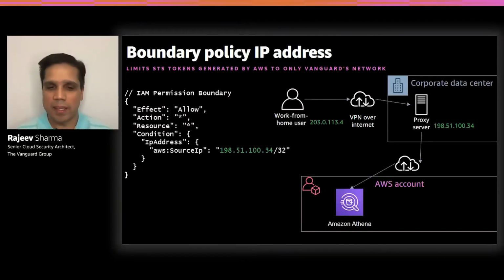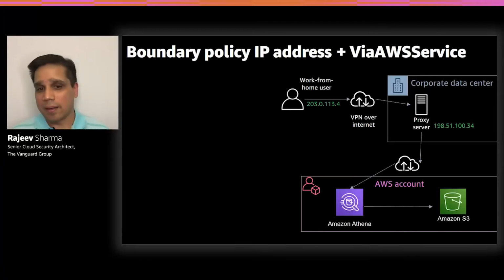But what happens when this user needs to use Athena to, let's say, access an S3 bucket? Since the request is coming directly from Athena, it would cause that IP restriction to fail.